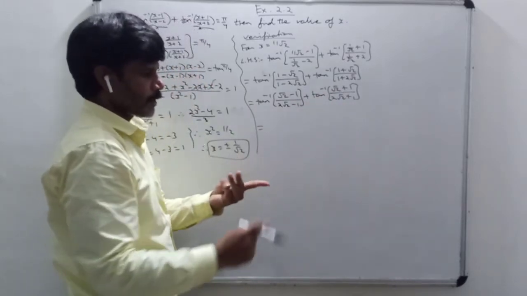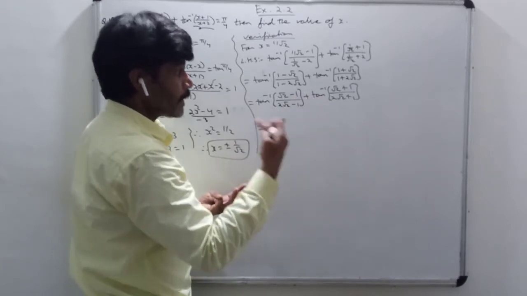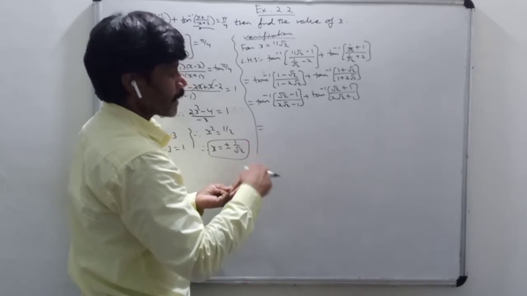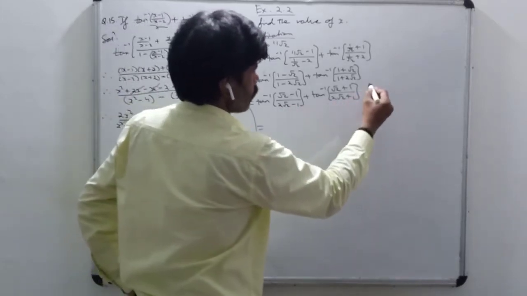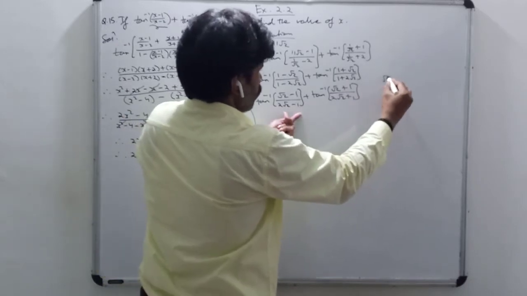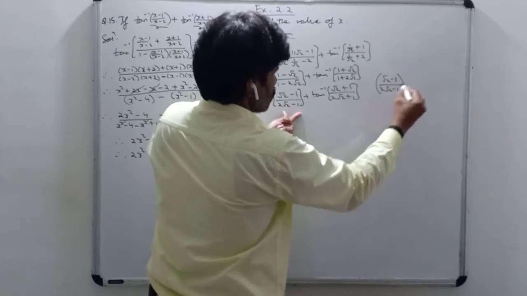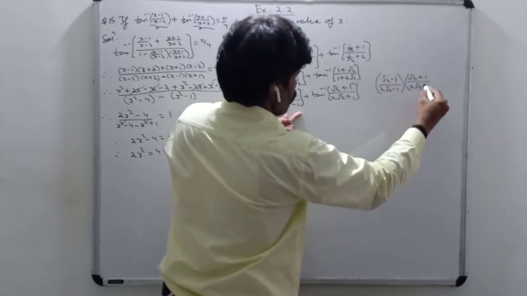There are three formulas. Tan inverse of (x plus y) upon (1 minus xy) when xy is less than 1, is equal to pi by 2 when xy is equal to 1, and tan inverse of (x plus y) upon (1 minus xy) plus pi when xy is greater than 1. So here we have to check the product of these two. So I check (root 2 minus 1) upon (2 root 2 minus 1) into (root 2 plus 1) upon (2 root 2 plus 1).